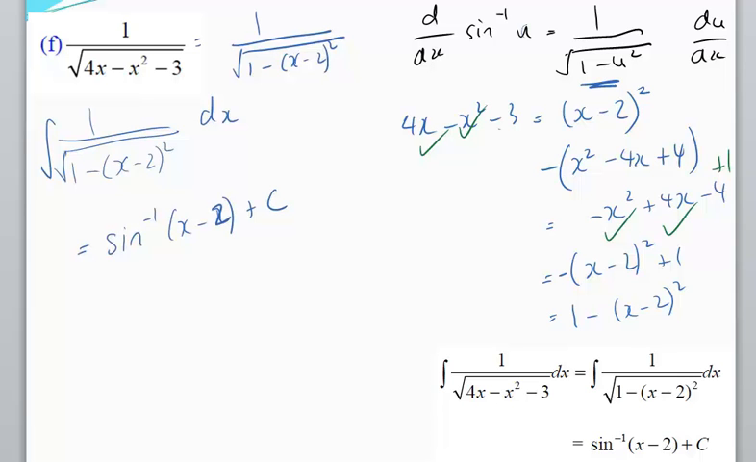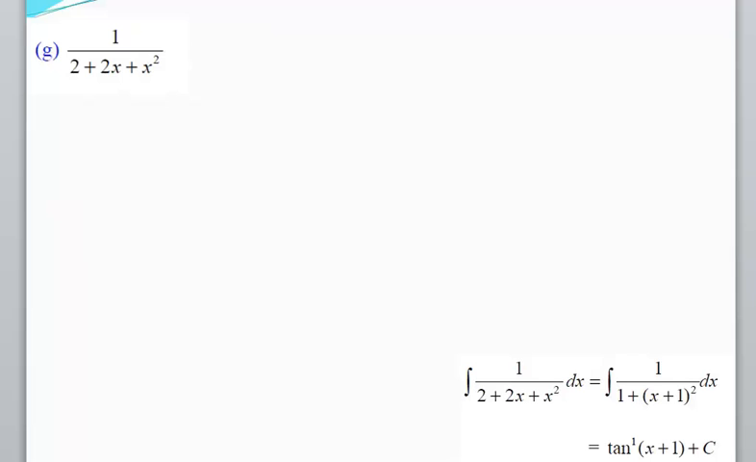Okay, so if we move on to our next example, we're doing exactly the same thing, just working with slightly different numbers. So here we've got 1 on 2 plus 2x plus x squared. Our first step is we want to complete the square. They're all the same sign, so we know it's going to be positive: x plus something all squared.